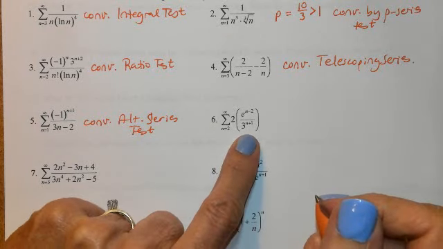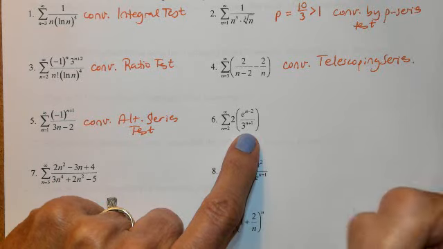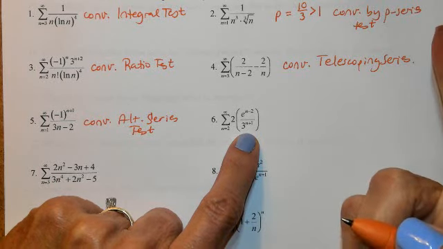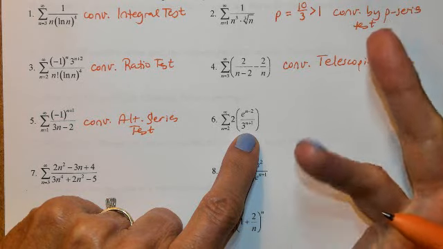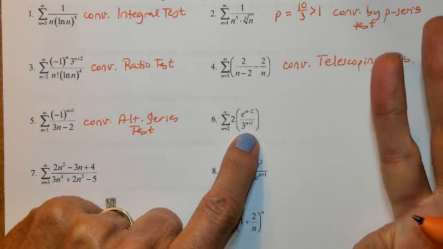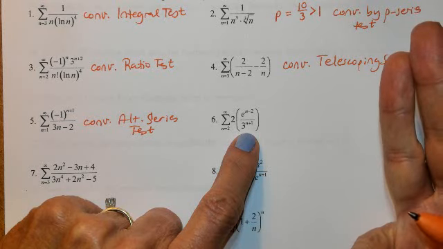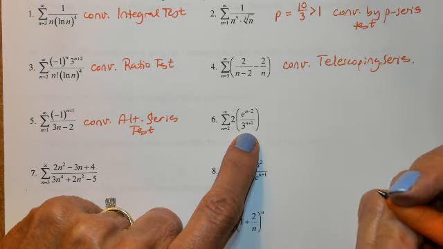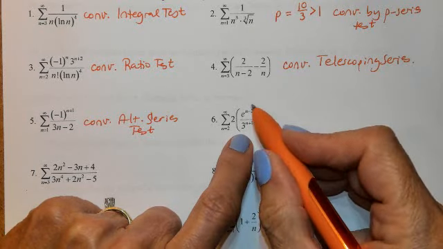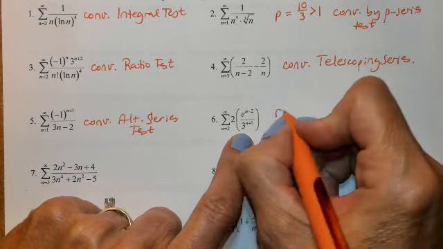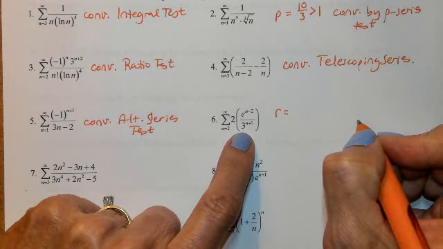What about this one? What about that one? You could use the root test, you could use the ratio test, or you can see that this is a geometric series and use the geometric series test. Either one. Okay? So if you see that geo series, what would R be here?